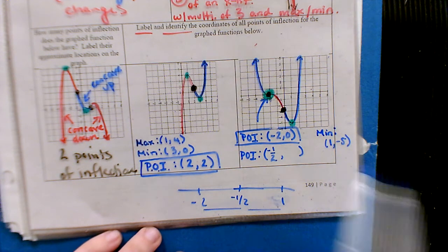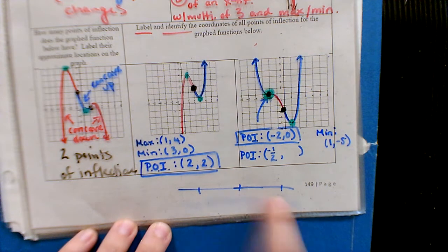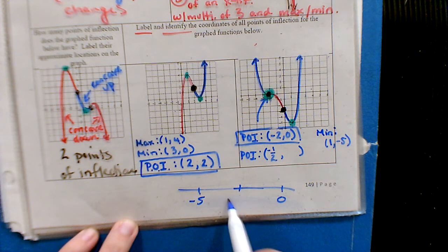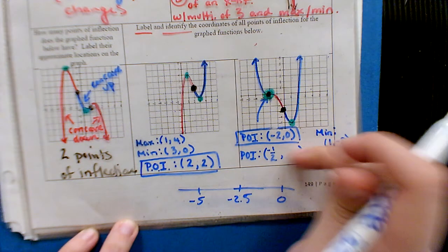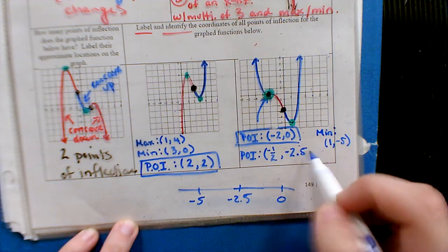Let's do the same thing for the y's. Okay, what's in the middle of 0 and -5? So maybe we'll change our number line. It's in the middle of 0 and -5. Yeah? -2.5. Okay, so we'll go ahead and write that down. You can write it as a decimal, as a fraction, either one's fine.